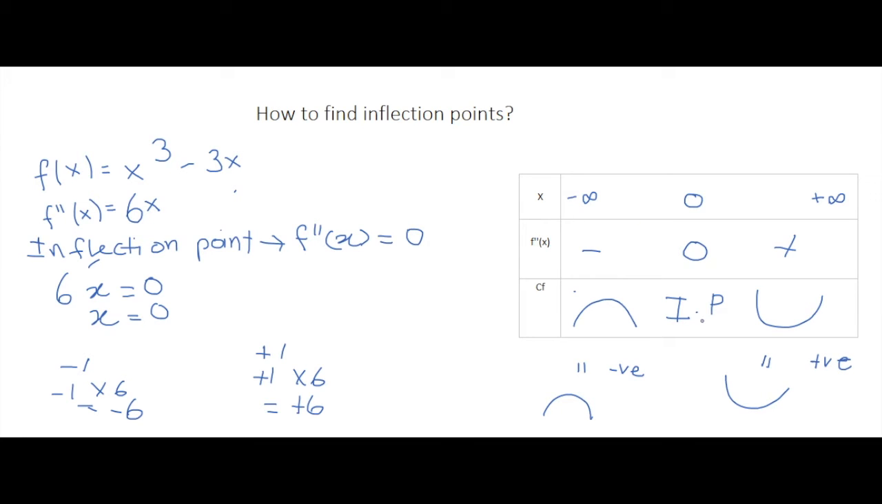To find the coordinates of the inflection point, you plug in x equals 0 into your original function. So we have 0 cubed minus 3 times 0, so your y coordinate is 0. So at your inflection point, your coordinates are going to be 0, 0.